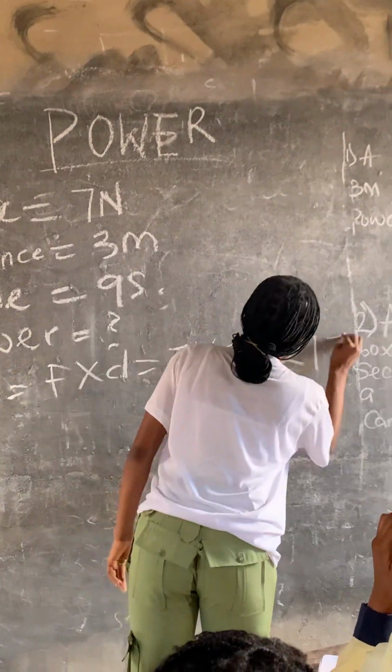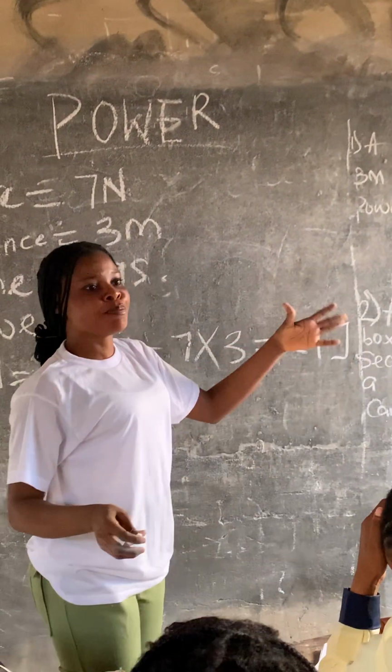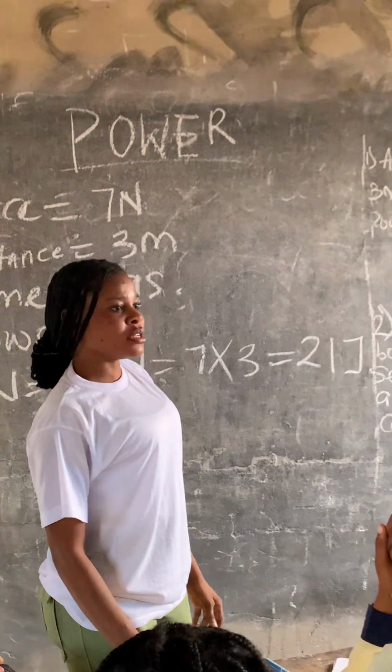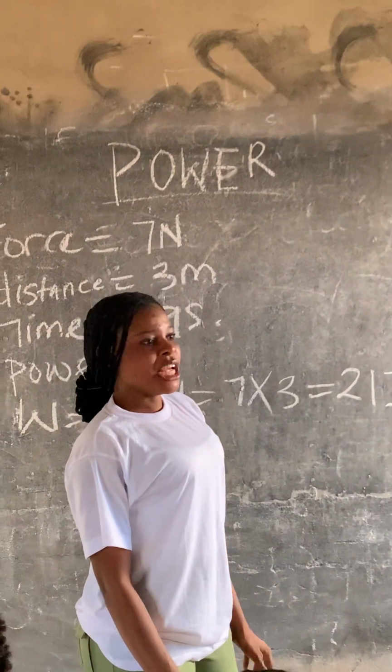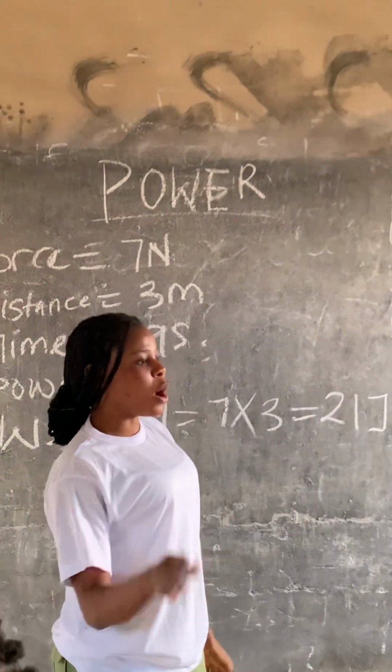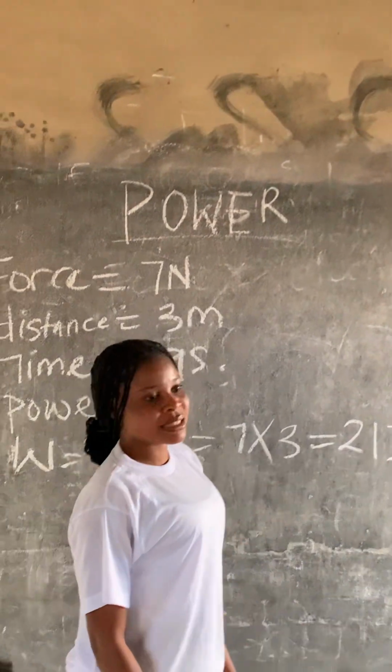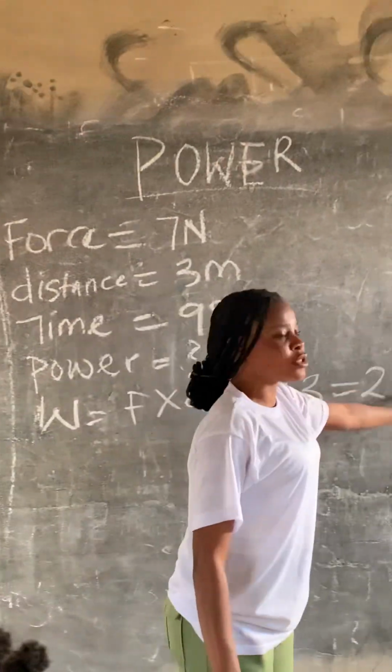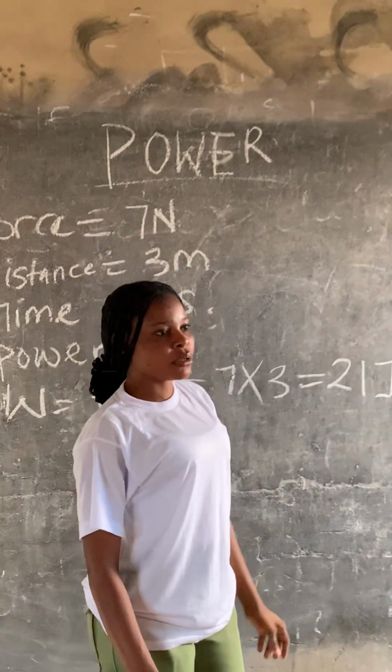21 Joules. Please make sure you put your SI unit, else your answer is wrong. If you just write 21, it's wrong. You need to indicate its SI unit. This tells us you are solving for work done, okay?